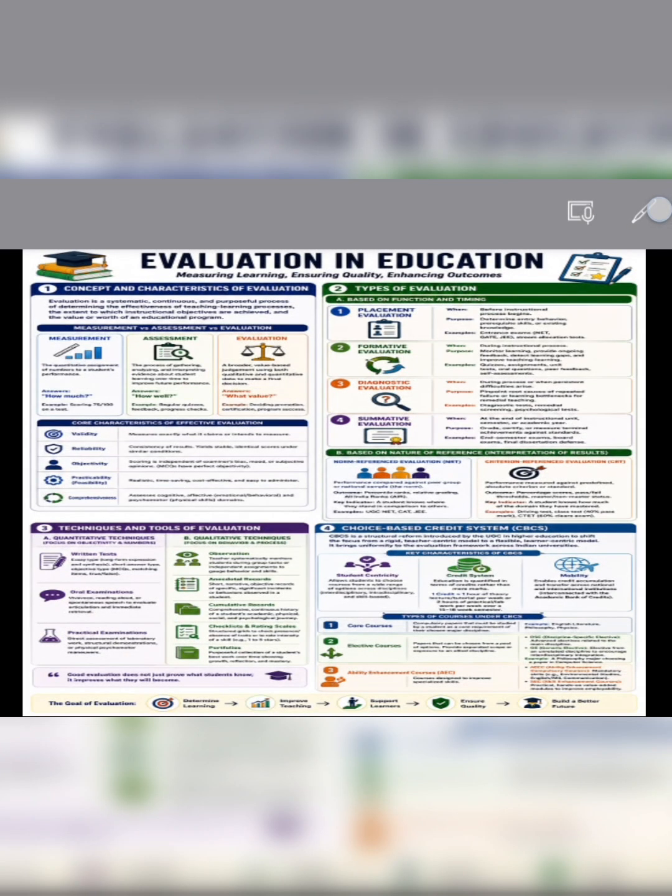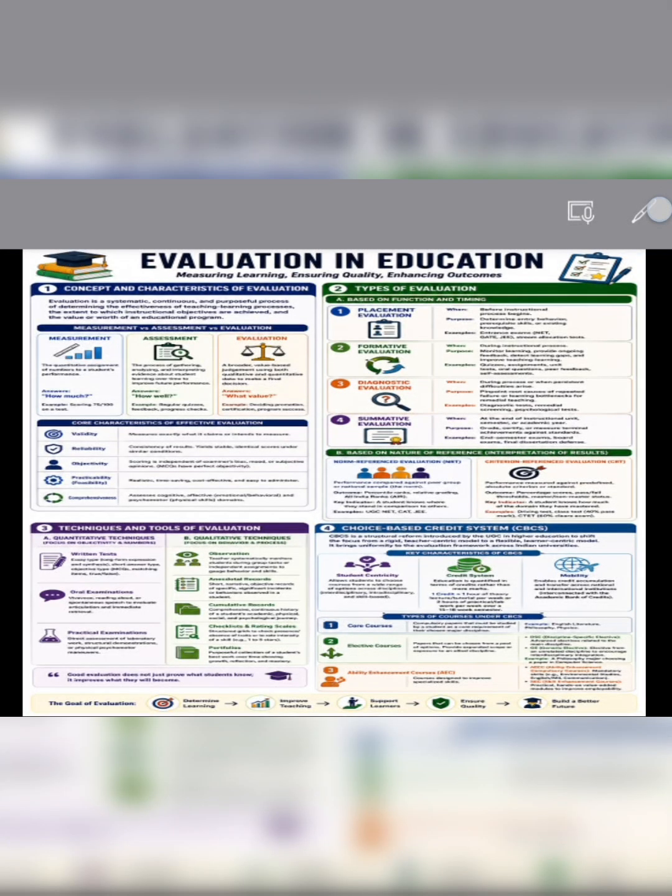Number three, diagnostic evaluation, conducted during instruction when persistent difficulties arise, aiming to uncover the root causes of repeated failures or learning bottlenecks. For example, specialized diagnostic tests or psychological profiles. Number four, summative evaluation, conducted at the end of an instructional unit, semester, or academic year to judge terminal achievements against standard benchmarks, for example, end-term exams, board exams, or final dissertation defenses.